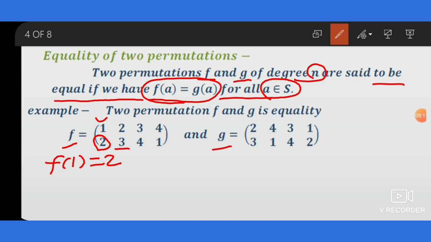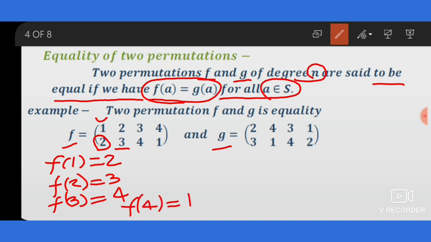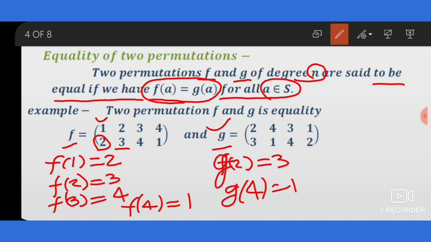And f(2) equal to 3, f(3) equal to 4 and f(4) equal to 1. Now for the permutation g, g(2) equal to 3, g(4) equal to 1, g(3) equal to 4, g(1) equal to 2.